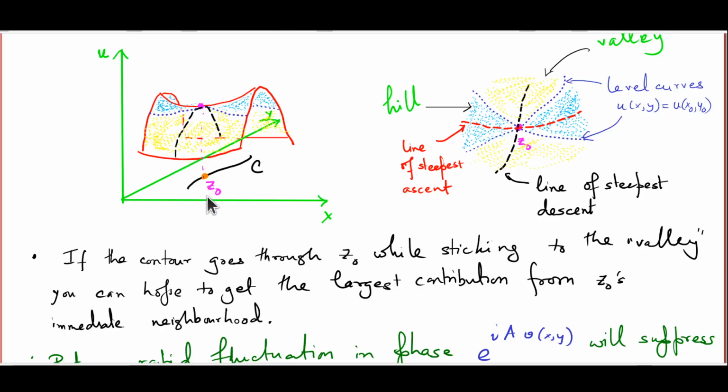Now there's some more detail in this figure which is going to be very important towards the understanding of the saddle point method, and that is something which we have to take a look at carefully. The dotted line here, this blue dotted line, depicts a level curve. So all points on this line have the same value of u as at z0. So basically what you are saying here is that u of x comma y is equal to u of x0 comma y0. This depicts the equation for this dotted line.